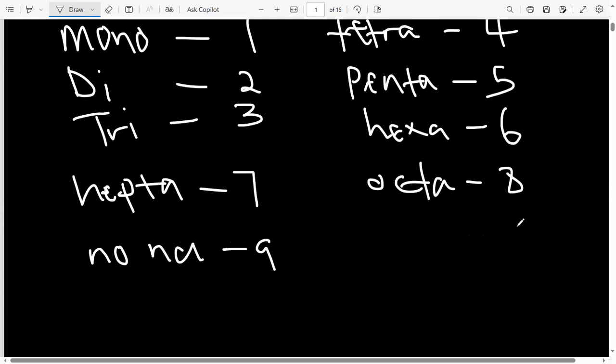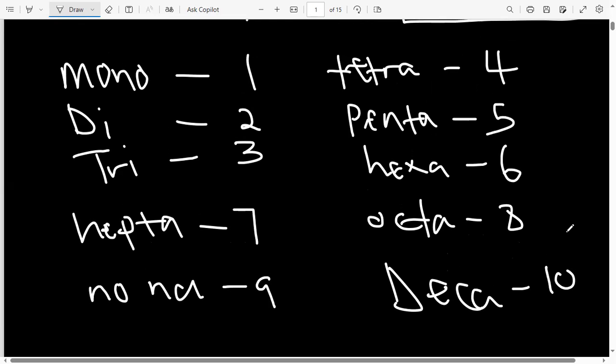Okay, and then 10, it will be deca. So these are the prefixes that we are going to be using in naming these compounds. So you have to know them: if there's one of such an element, and we are required to use a prefix, you just say mono. If it's 2, you say di. If it's 3, you say tri, and so on, using what I've written here on this board.